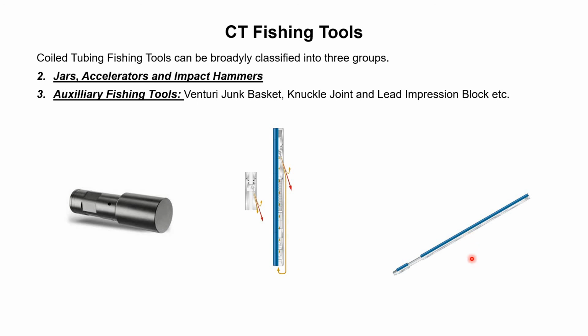So that was our discussion about coiled tubing fishing tools. In this discussion we have discussed that coiled tubing fishing tools are of three categories. Number one is retrieval tools, second is jars, accelerators, impact hammers, and number three is auxiliary tools. We have also discussed that sometimes we have to call a specialized service company to provide the fishing tools. So that was the discussion.